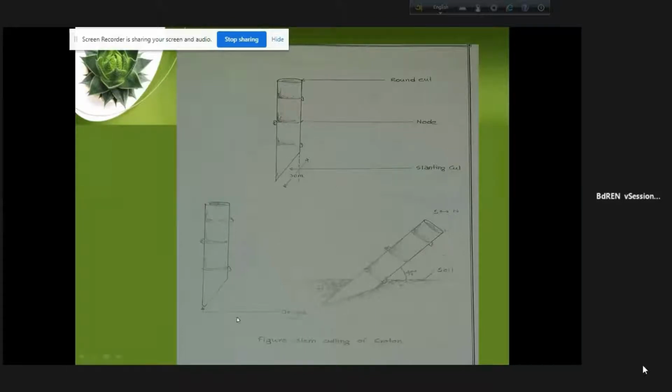And here you see just at the top, a short cut is given. This cut is called oblique cut. Here you see oblique cut. And on the top, we will give a round cut. This cut is called round. Just simply round cut. So slanting cut, oblique cut, and round cut.